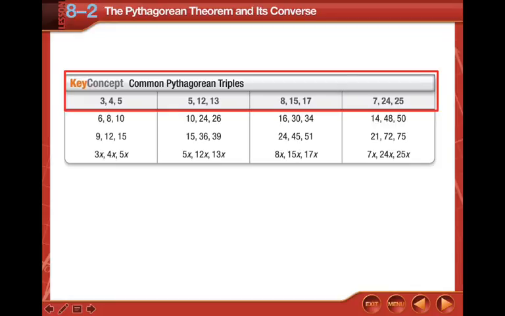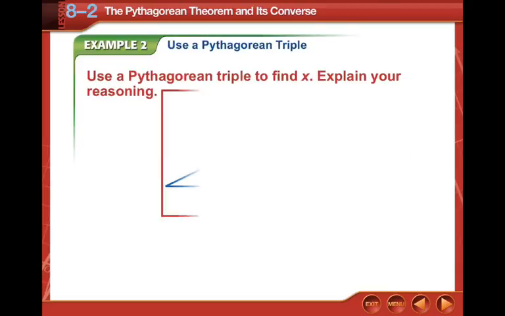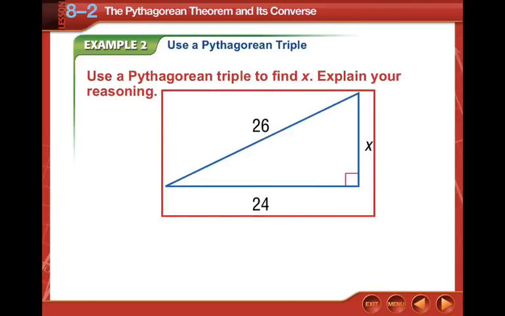That's the next row. So that's how this table works. So I suggest you write these 4 down and memorize them if you can. So our next problem here is using those Pythagorean triples.